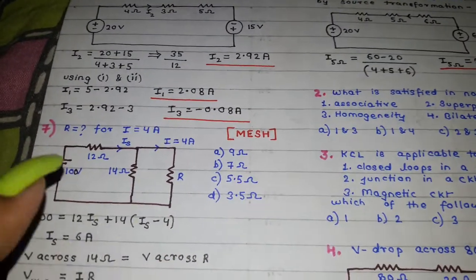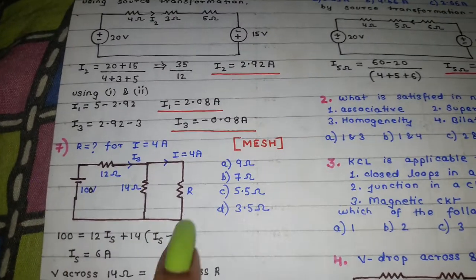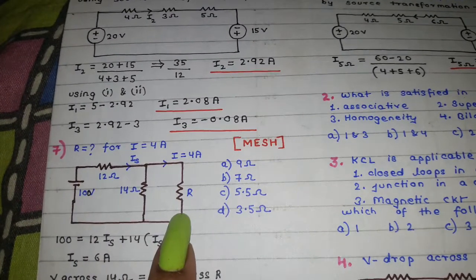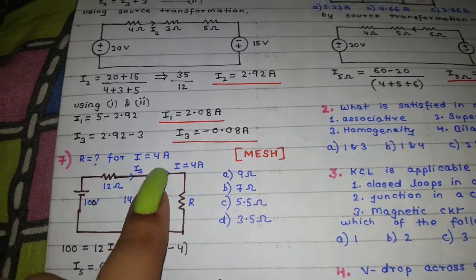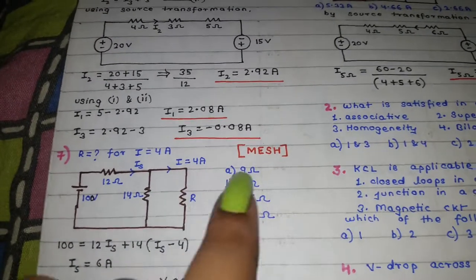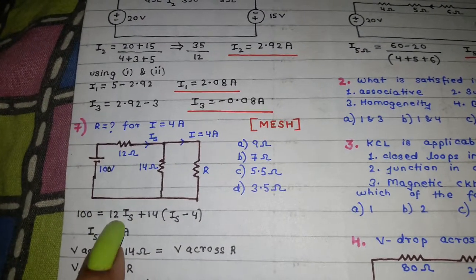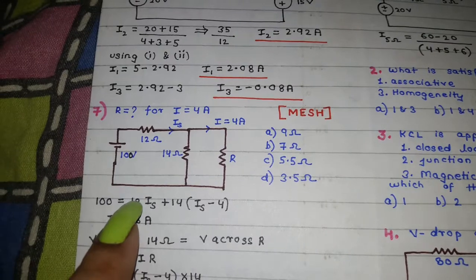Now we are moving forward to the next question of the year 2018 itself. This is your circuit given to you, and they are asking the value of this R for the value of I being 4 ampere. Now we are going to apply mesh analysis. It is pretty simple. It is easier to write mesh equations than nodal equations.